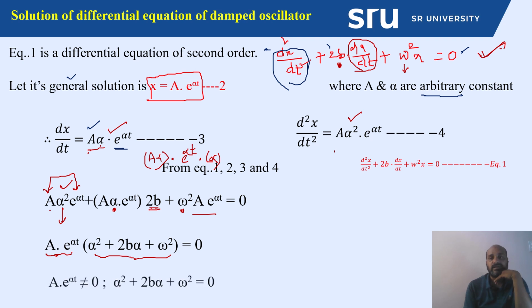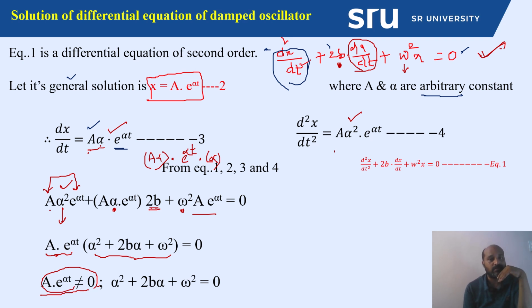But this A e^(αt) cannot be 0, because this is our assumed solution. If it becomes 0, the solution is meaningless. So definitely the second term should be 0. I mean α² + 2bα + ω² is equal to 0. So the second term must be 0.